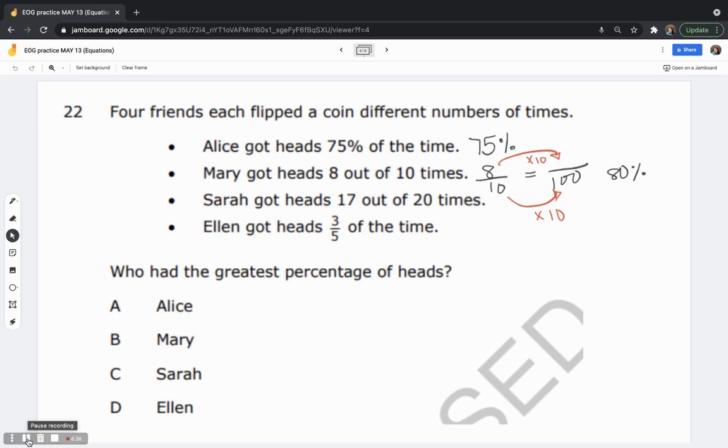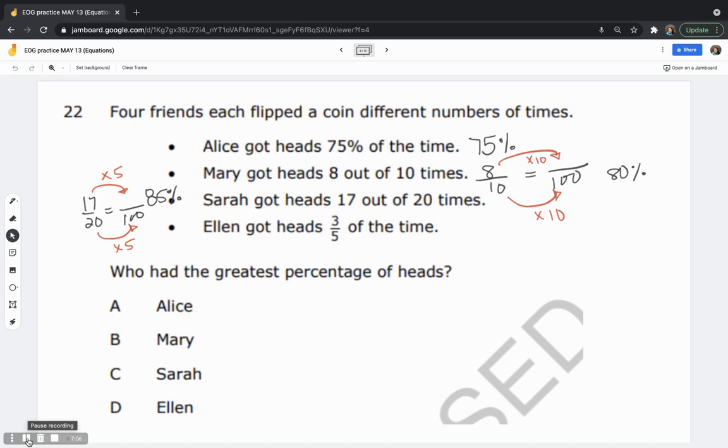Right? Sarah got heads 17 out of 20 times. So Sarah, 17 out of 20. We want to know what percent out of 100. So to get from 20 to 100, I have to times by 5. So I'm going to do the same thing here. And 17 times 5 is going to give us 85. So Sarah would have had 85%.